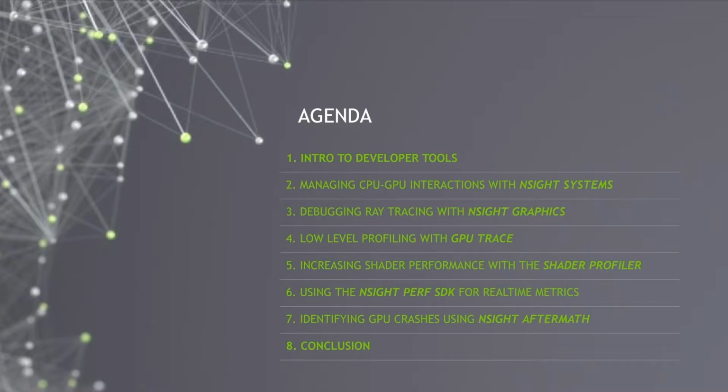We'll then have a look at how NVIDIA GPUs schedule shaders and how the shader profiler can provide in-depth information on how to improve shader performance. I'll fill you in on how the Nsight Perf SDK can be used in a real-world application to gather offline metrics. Finally, I'll show you how Nsight Aftermath can be a valuable tool to identify and resolve GPU crashes. And we'll end with some conclusions.